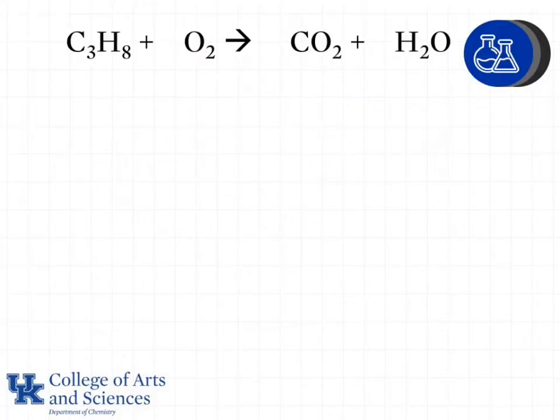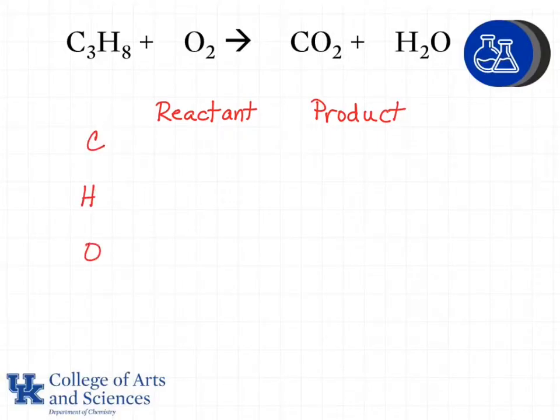Let's look at the reaction of propane, C3H8, plus oxygen to form CO2 and water. I'm going to set up my table to count how many I have of each element on either side of the reaction. And I see that I have carbon, hydrogen, and oxygen present in this equation. On the left, I have 3 carbons, 8 hydrogens, and 2 oxygens. On the right side, I have 1 carbon, 2 hydrogens, and 3 oxygens.